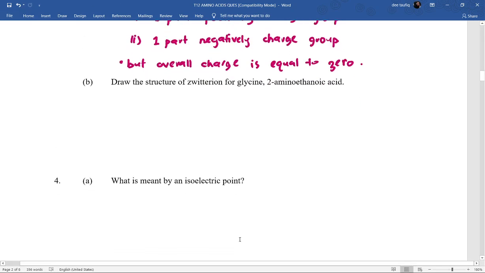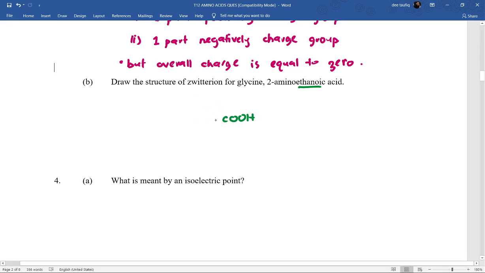Tengok pada structure soal nombor 3b. Draw the structure of zwitterion for glycine. So glycine is 2-amino ethanoic acid. Ethanoic acid meaning we have 2 carbon. The first one we have COOH. Alright, saya nak buat tepi dulu.